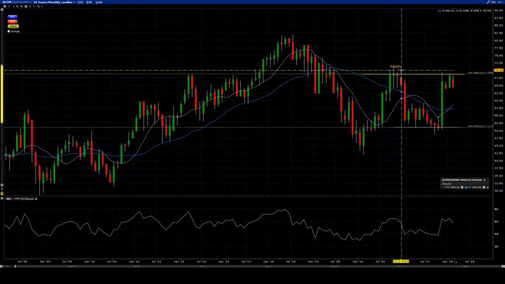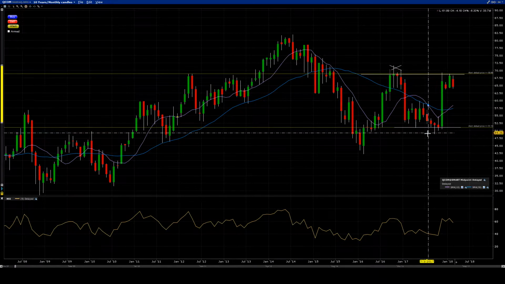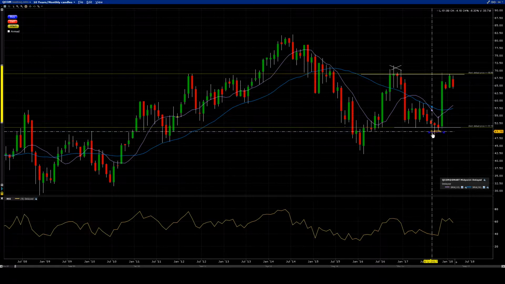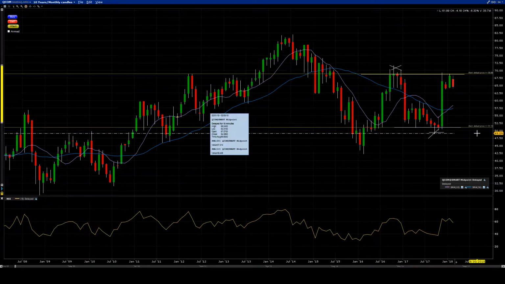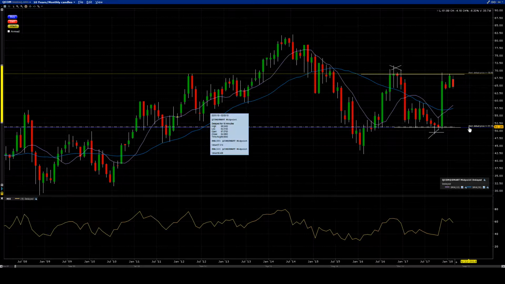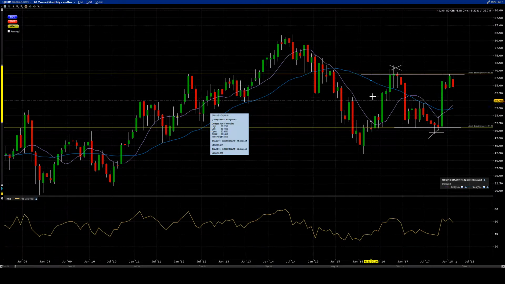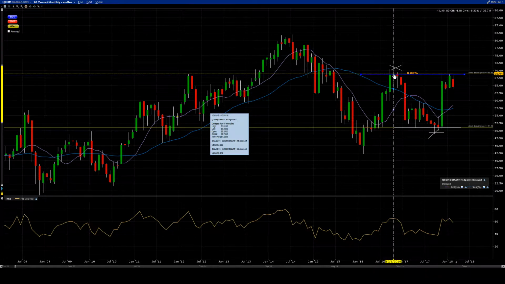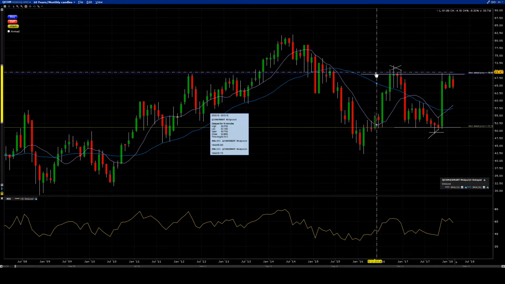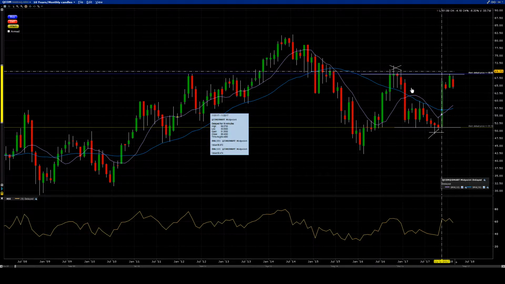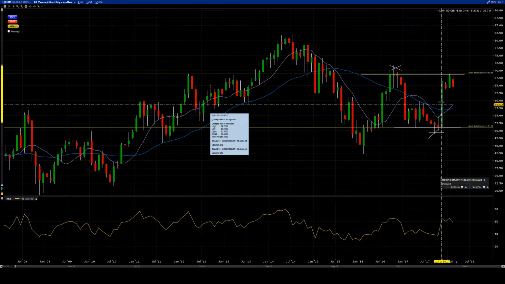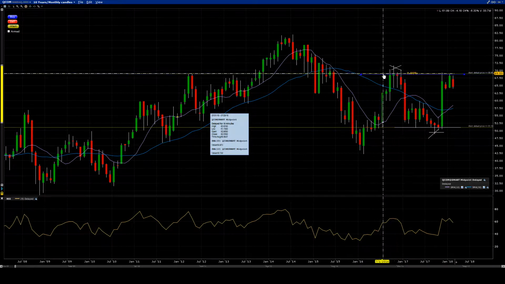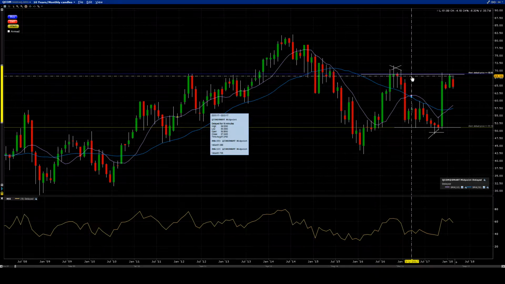All the whipsaws are these wicks outside of the resistance and support line. That's noise that you're avoiding by playing monthly candle breakouts. You use the top of the candles and you omit the wicks, and that's where you draw the line in the sand. Same thing here. Whether it be a red or a green candle, just the top of the candle, and that's how you try to outline your classical chart pattern.